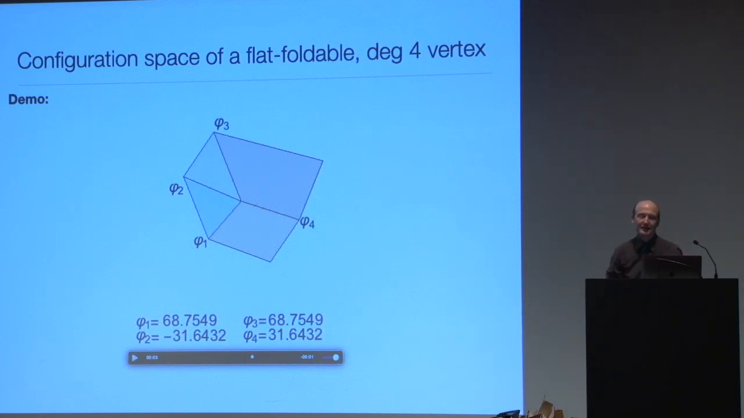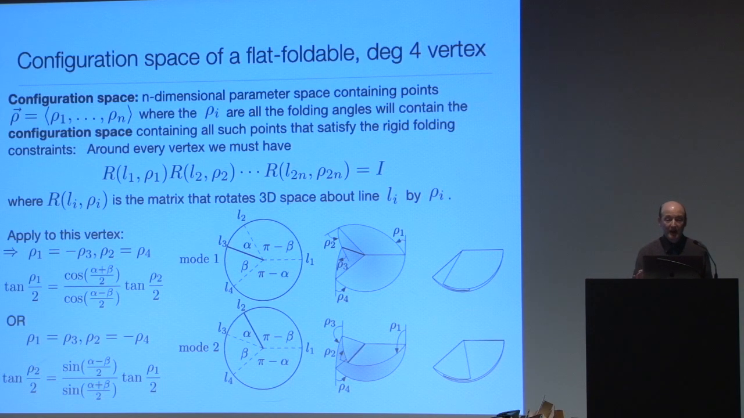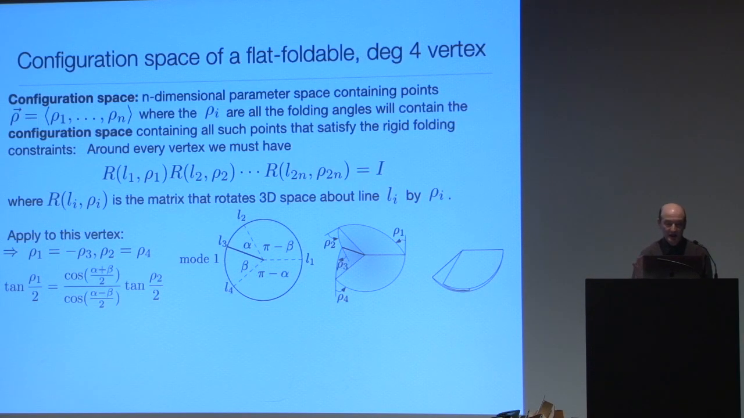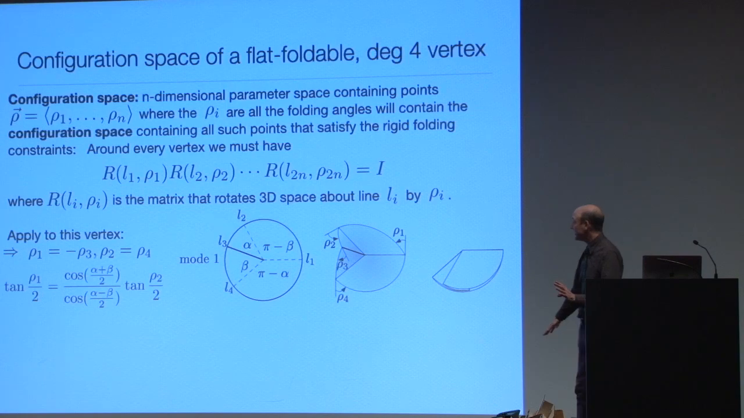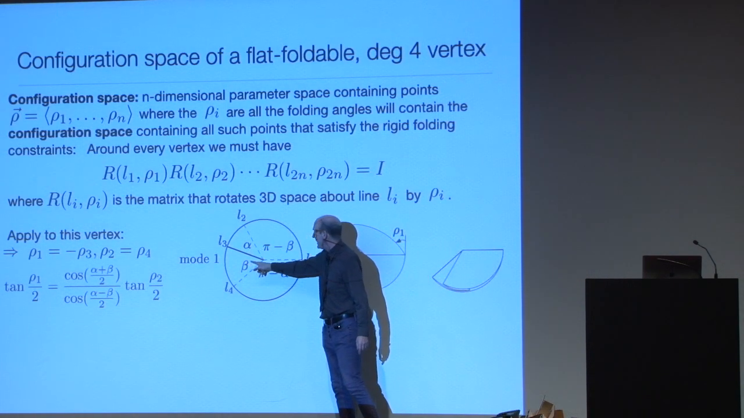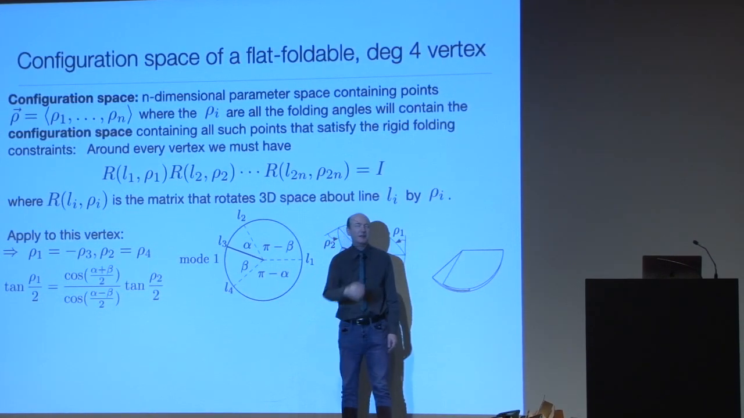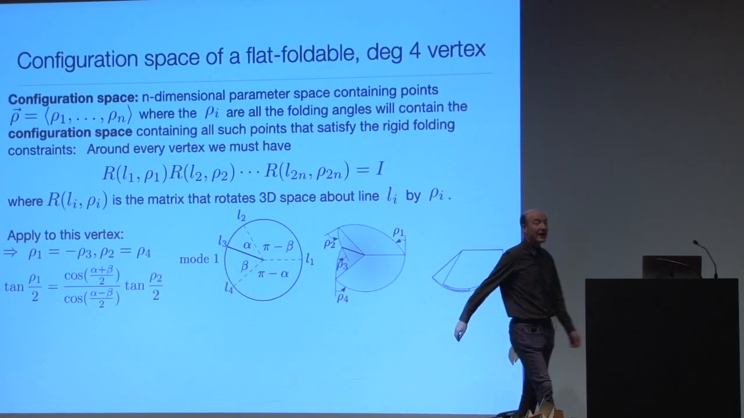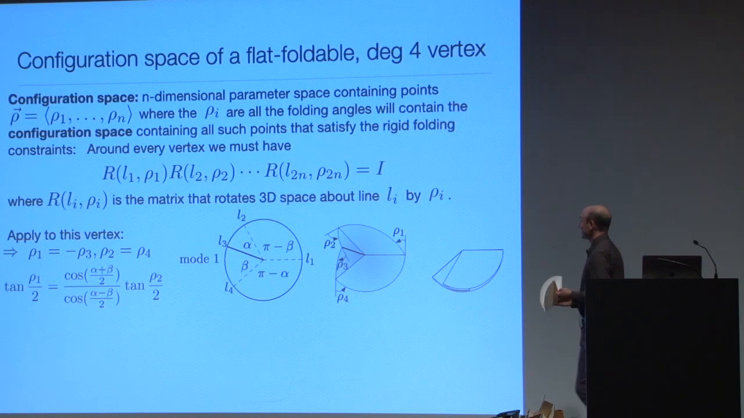But that would be like a half-an-hour proof right there if we were going to do it, so I don't want to. So that's what we see happening here, okay? Degree 4, flat foldable vertex. I've labeled the angles between the creases alpha, beta, and then pi minus alpha, pi minus beta. Oh, God, I didn't describe that either. Okay, that looks a little weird, okay?